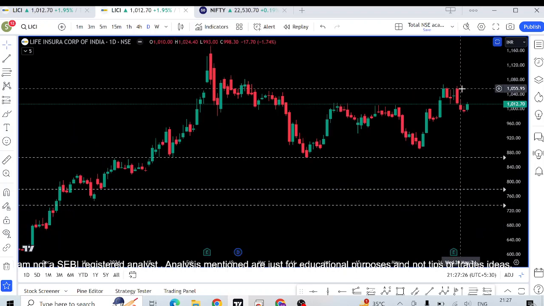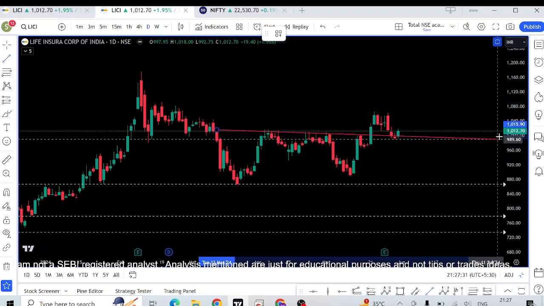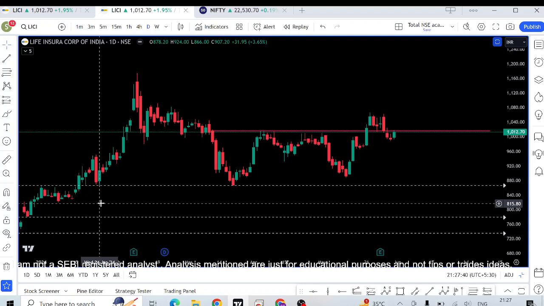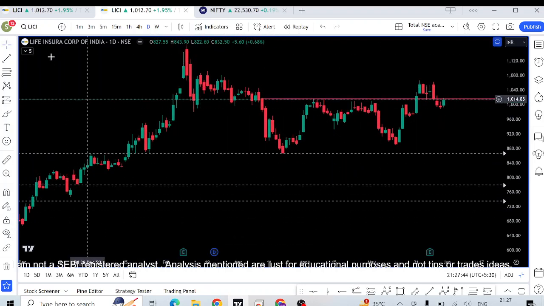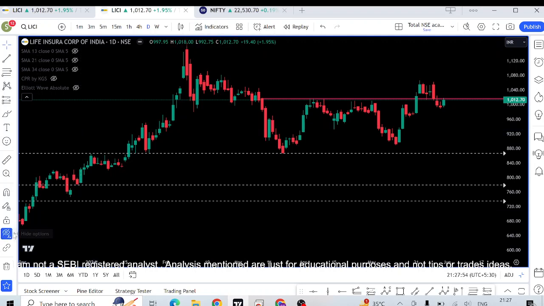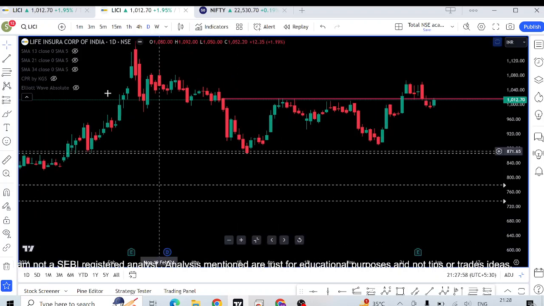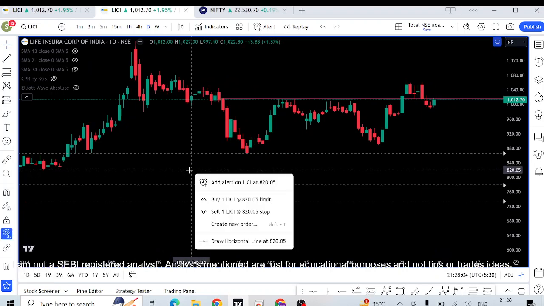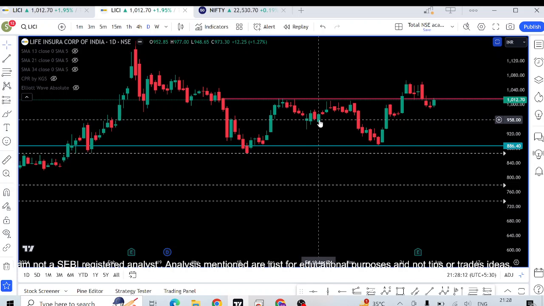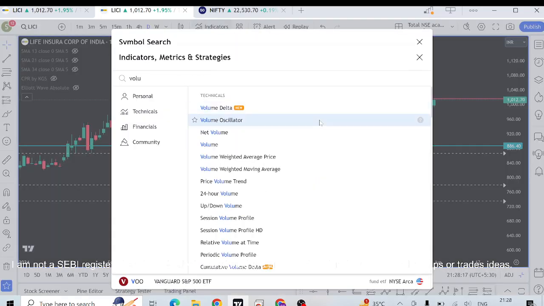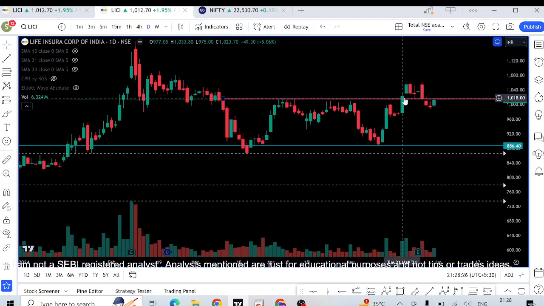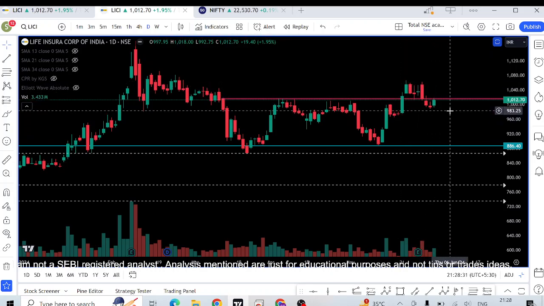So this is a plain chart. As we can see, it gave a good breakout of a double bottom. This double bottom was formed after a nice rally. We'll quickly check out the volumes. As you can see, the volumes were dry during this double bottom formation. It gave a breakout with nice volume, and this is kind of a retest. You can see it has just come in.